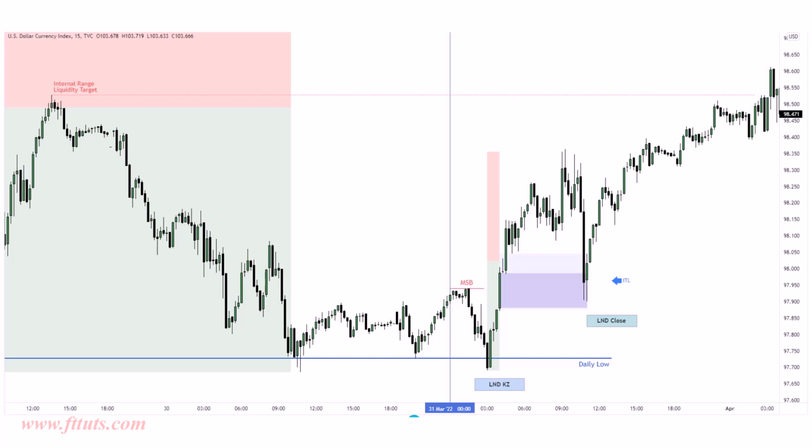London's characteristic is that it tends to form a Judas swing. So this is a Judas swing. If you're not a buyer there, you can wait for London close to be a buyer there, and you can exit at the high we projected.